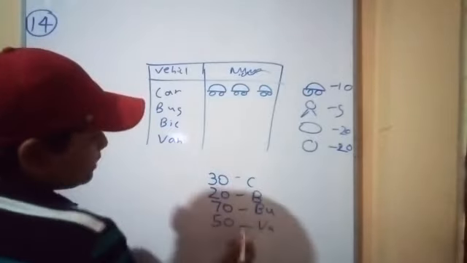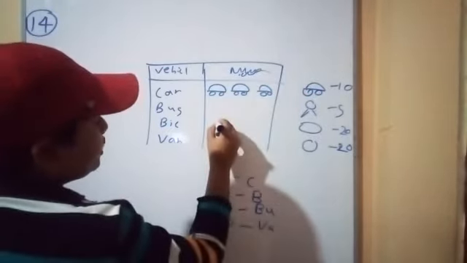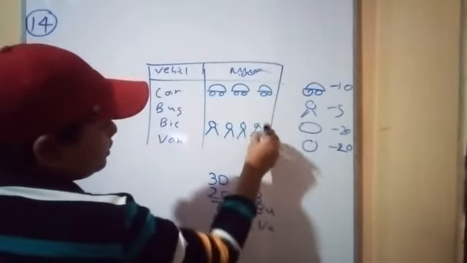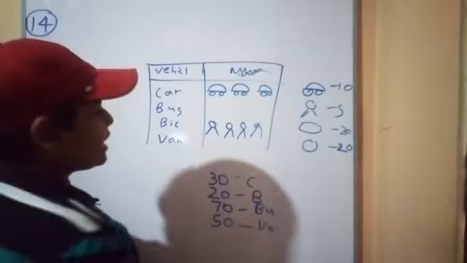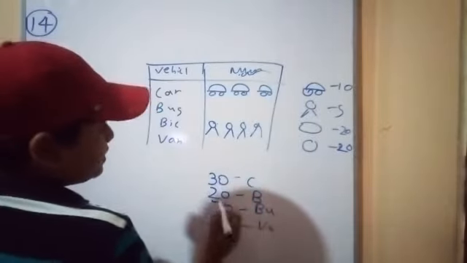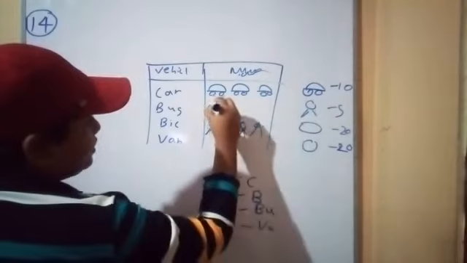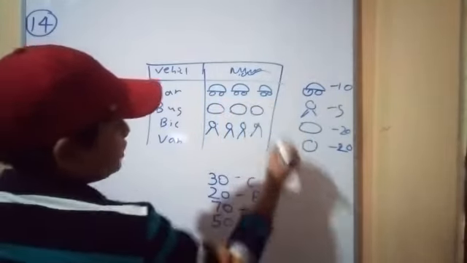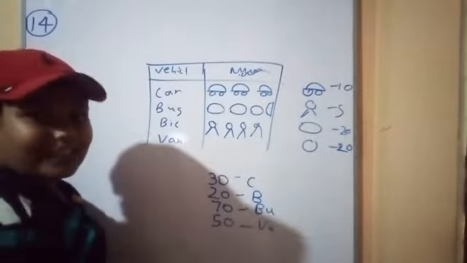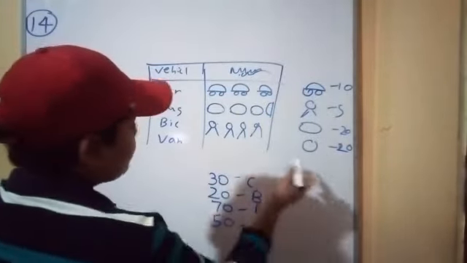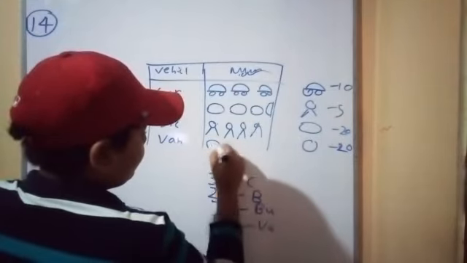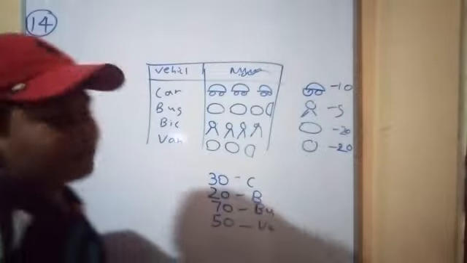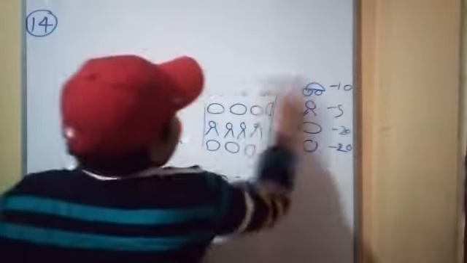Now bicycles. How many bicycles? 20. One is 5, so 2, 3, 4. 5 multiplied by 4 is 20. Now how many buses go? 70. One bus is 20, so 60, and now they are half like that. Now 70. Now van 50: 20, 40, 50. This is the picture graph, right? This is called the picture graph.